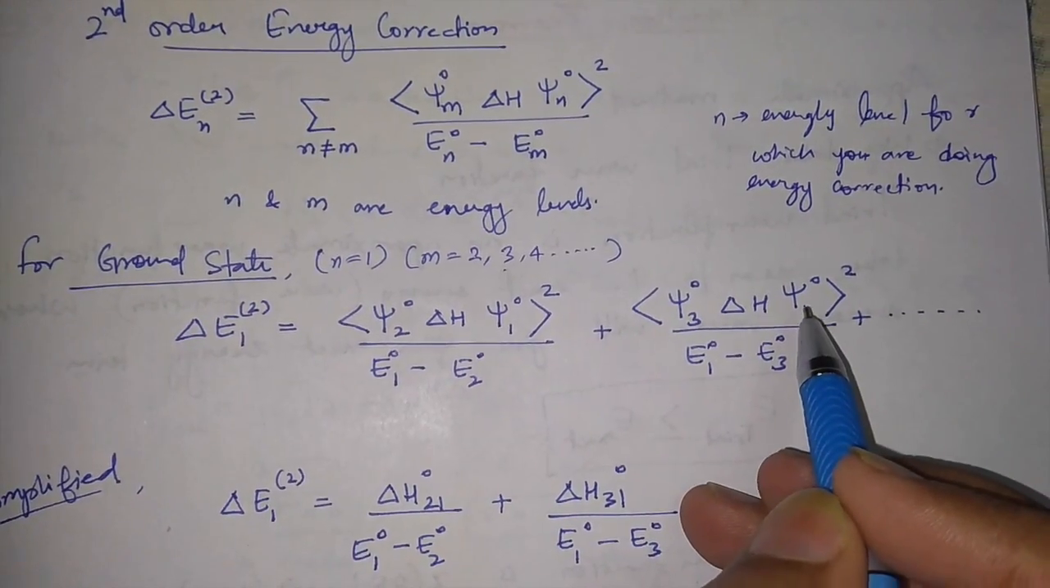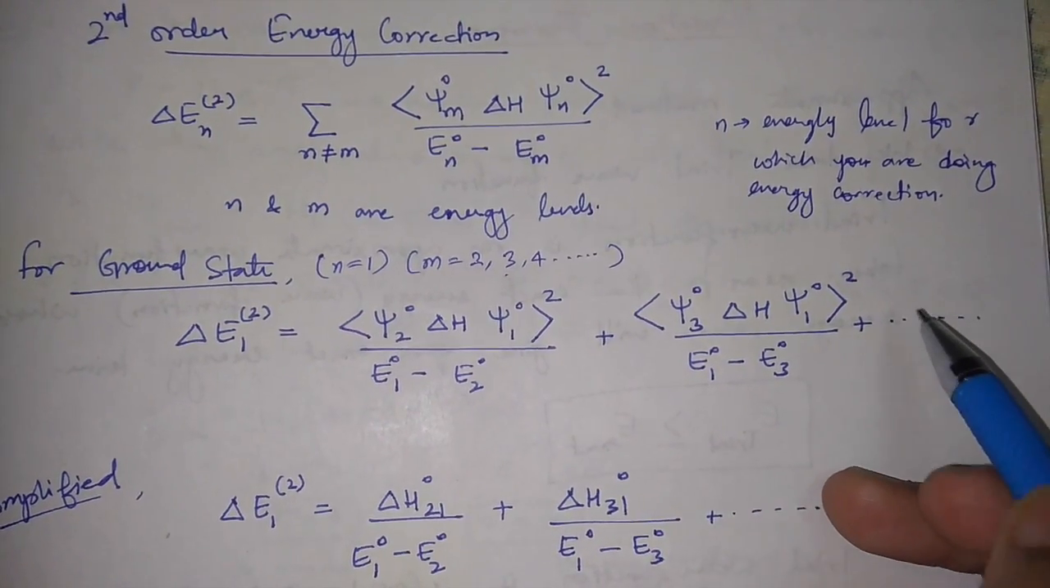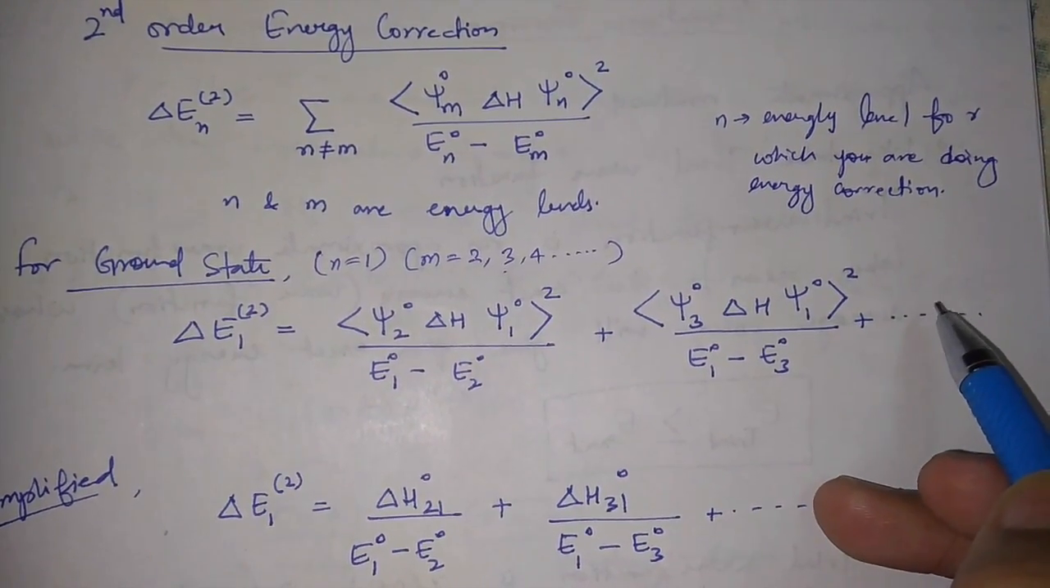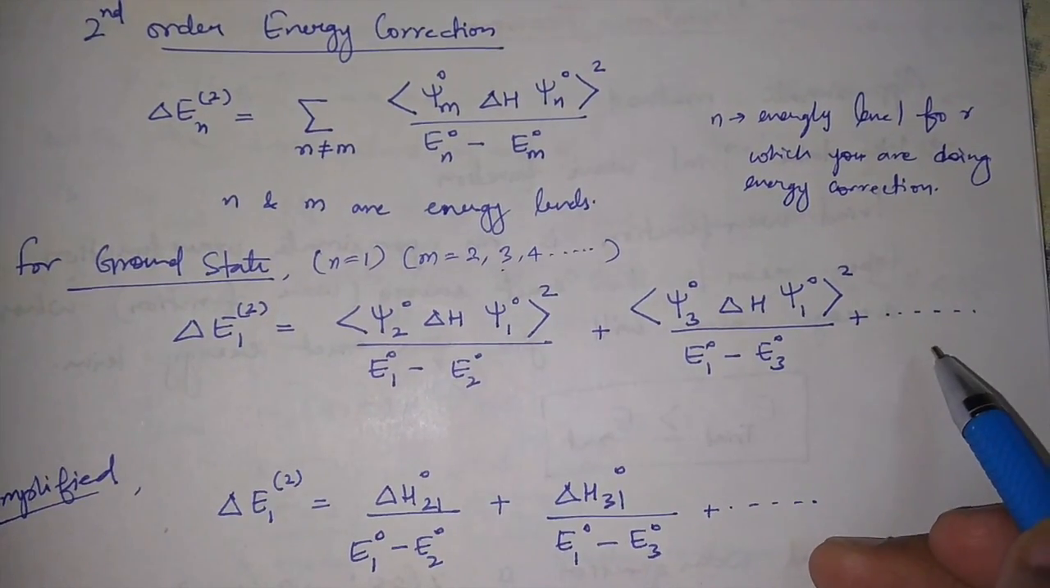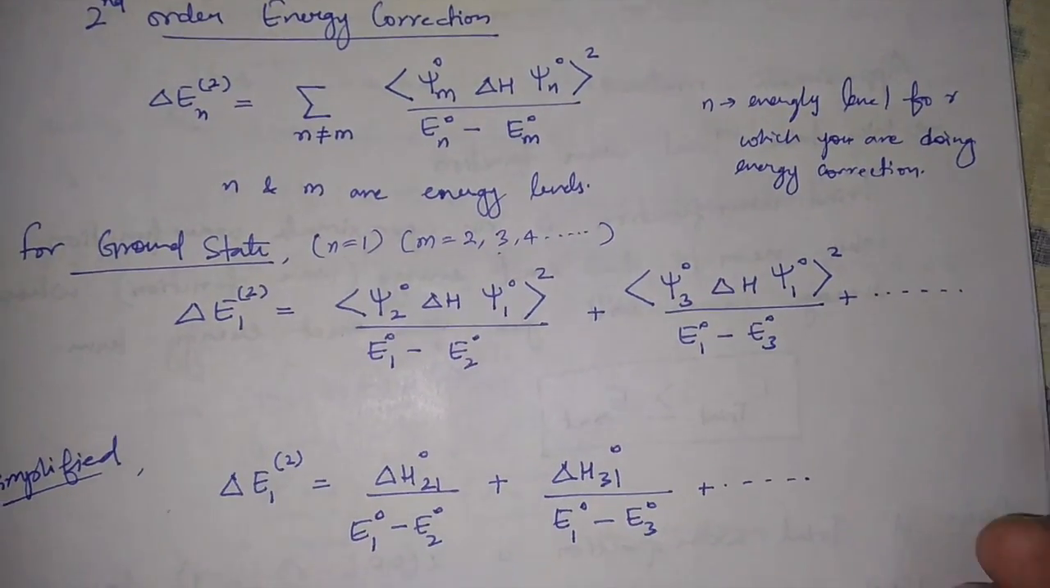So you have to be very careful with that. Divided by E1 minus E3. And for the next term, it will be what? It will be psi 4 delta H psi 1 divided by E1 minus E4. So like that, because it will go like that.